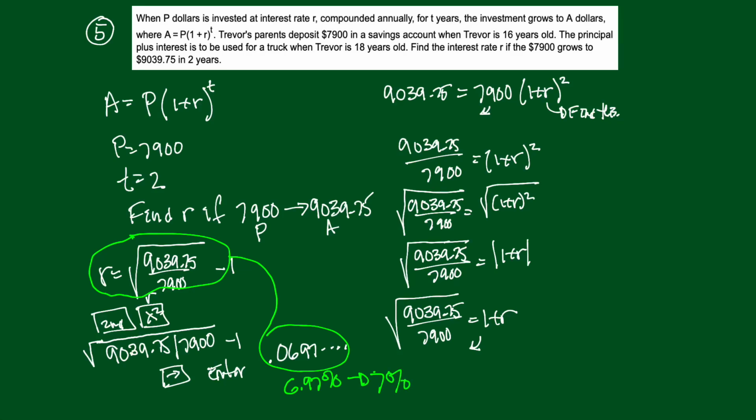So apparently, if you find a bank that'll give you 7% interest, you put in $7,900 for 2 years. At the end of 2 years, you will have this amount here. Where is it? The $9,039.